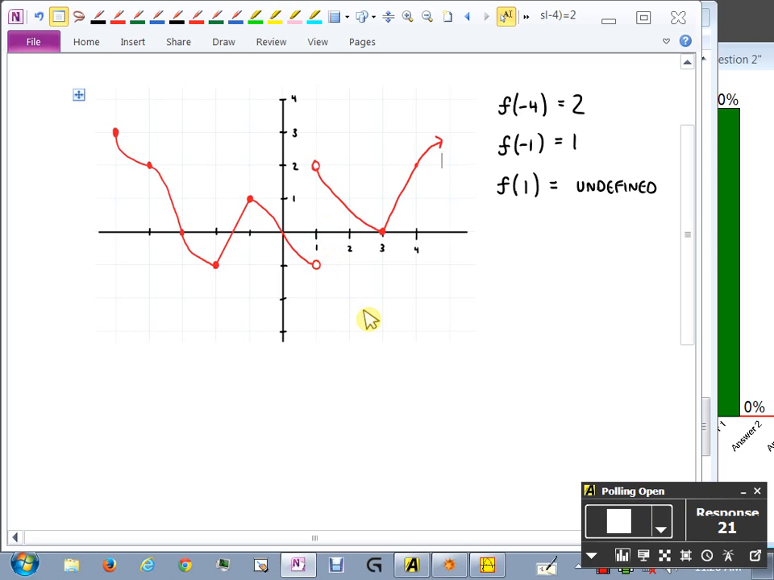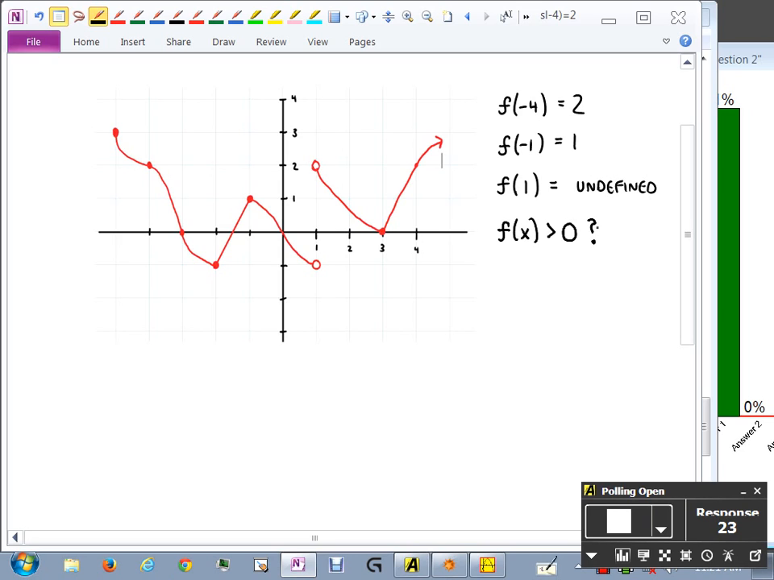What about the next thing I asked for? Where's the function positive? Now, here's another notation for where the function is positive. If I say, where's the function greater than 0? Do you agree that that's the same question? Where's the function greater than 0? Okay, so I'm going to put a question mark behind that.